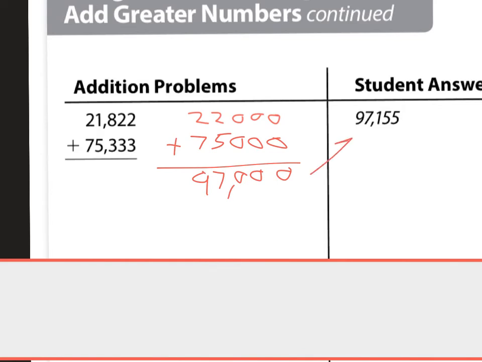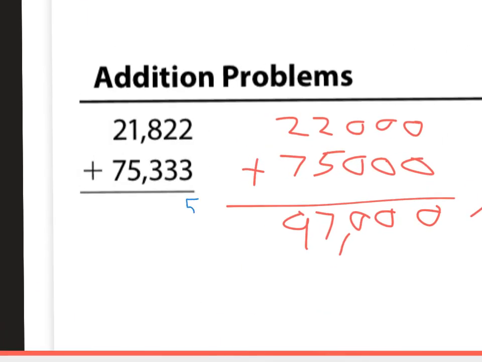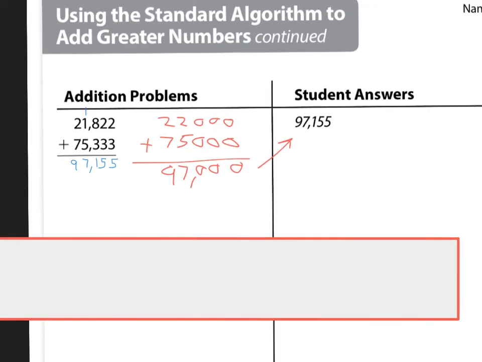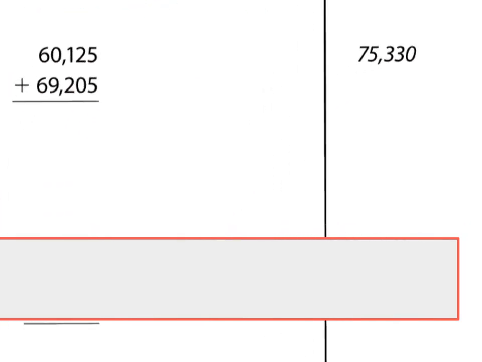97,000 is very close to 97,155. Let's just go ahead and check it anyways and see what we get. My ones place, tens place, hundreds place, thousands, 10,000s. And we can see we're right on. All right, cruising on to the next one.